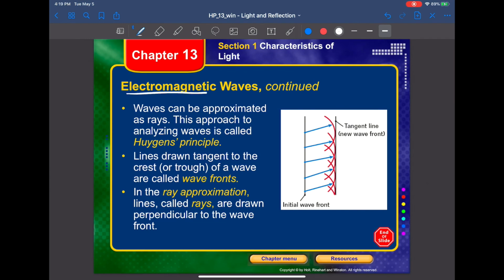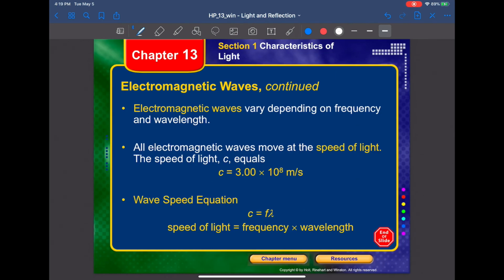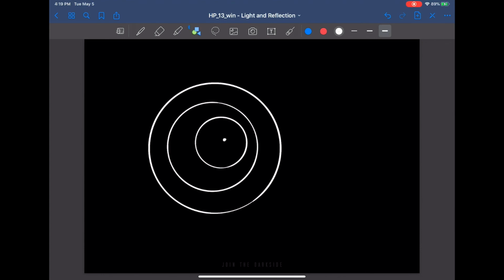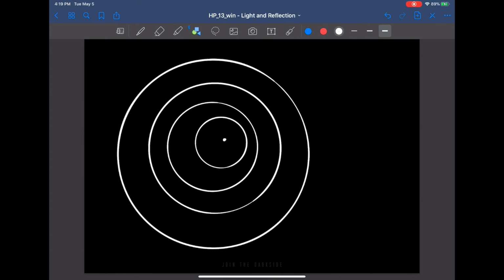So each of these electromagnetic waves, you can approximate them to be rays. Why is that the case? Let's take a simple example. Let's say you have light rays that are going out from a source. For example, let's consider that you have a single source. Now you have 1, 2, 3, 4. So this is an idea of how light emanates from a source. Right? So light emanates from a source.